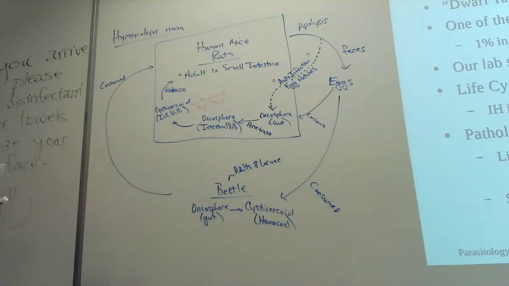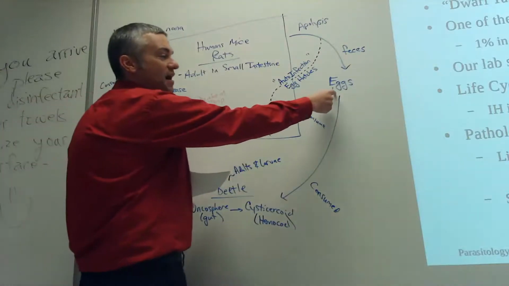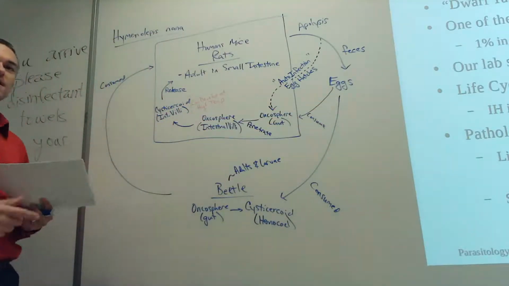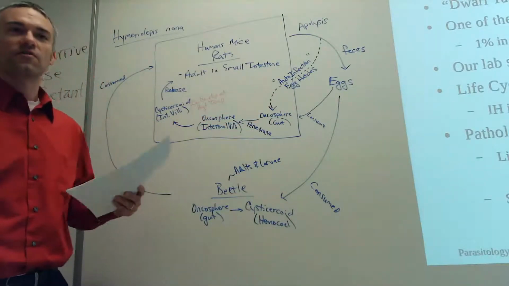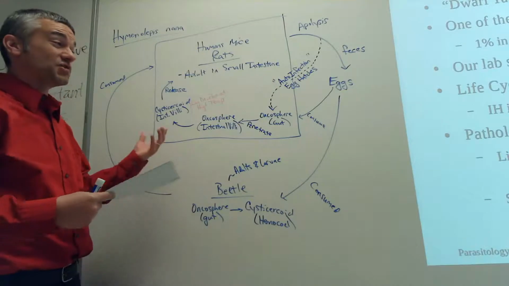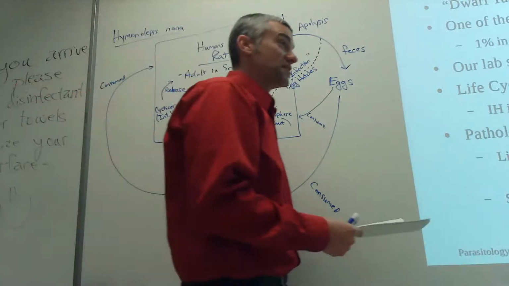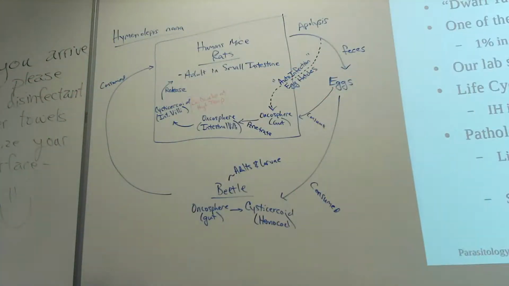Or once I get infected, my population of these worms inside the gut increases, not because I'm consuming more of these, but because the worm's replicating. The eggs are hatching before they get out, and now I have this autoinfection. So it has the potential to produce pretty heavy infections in an individual. Questions?